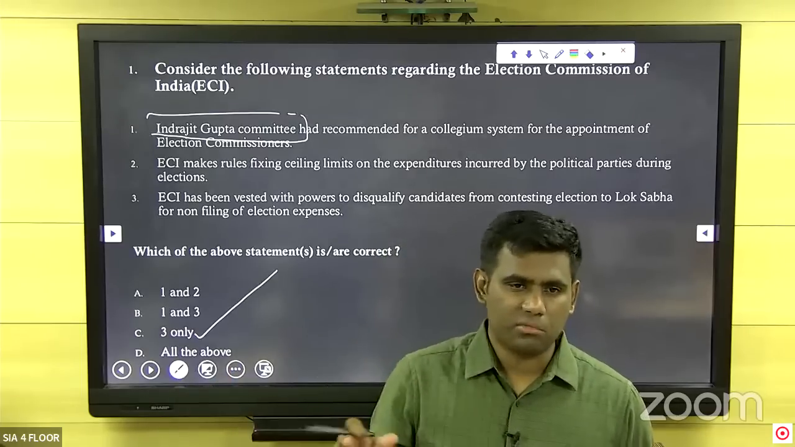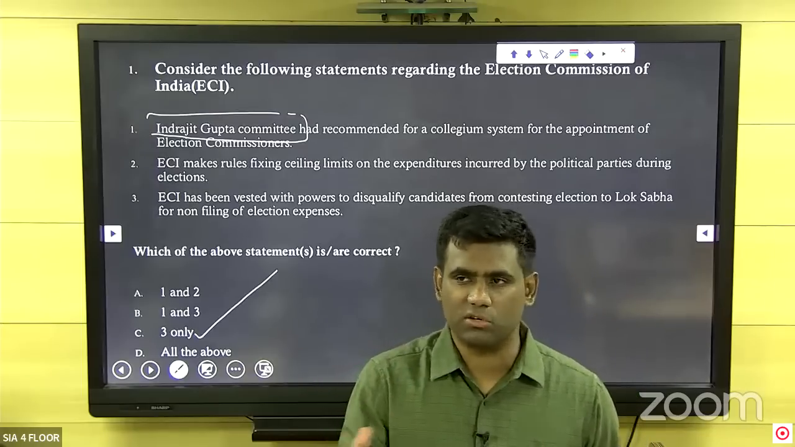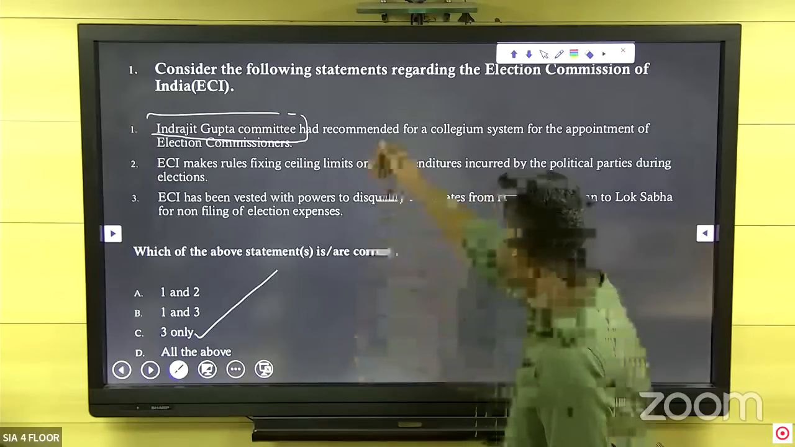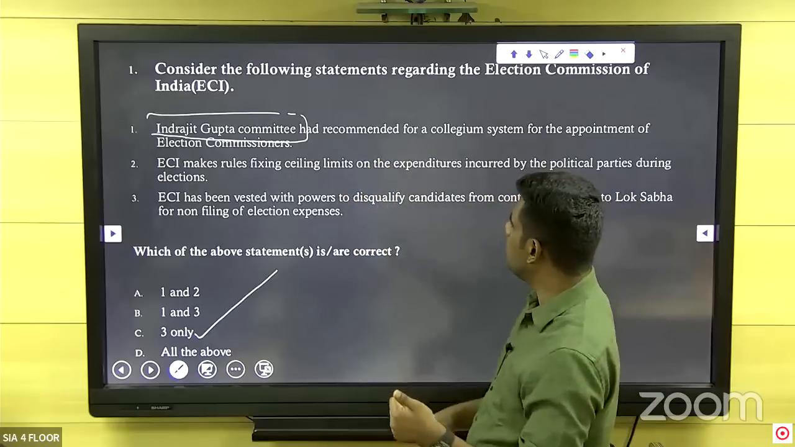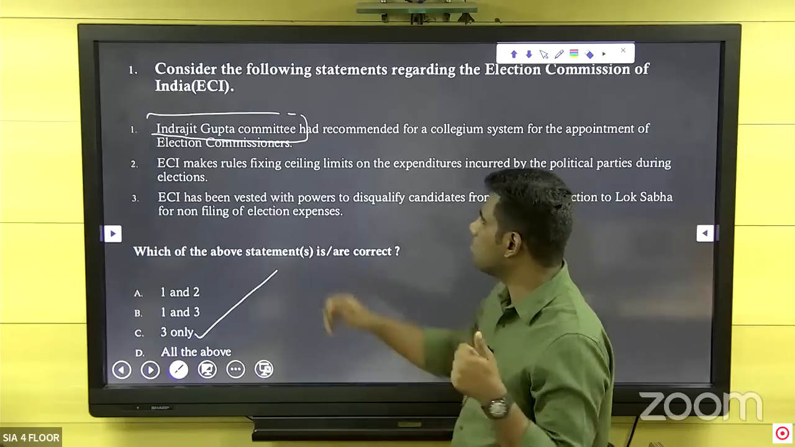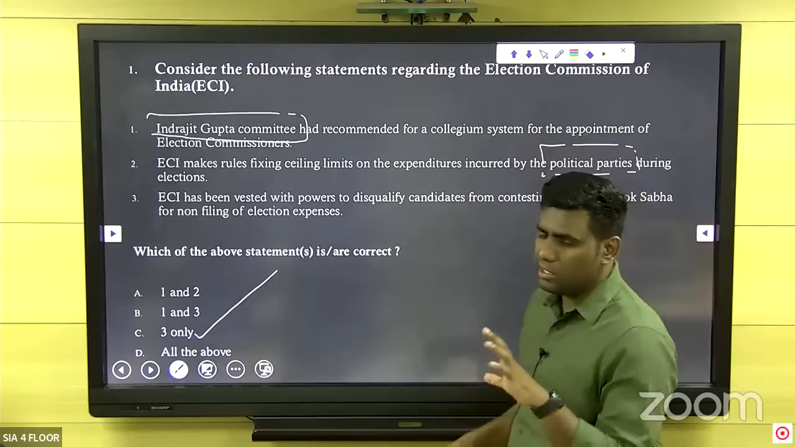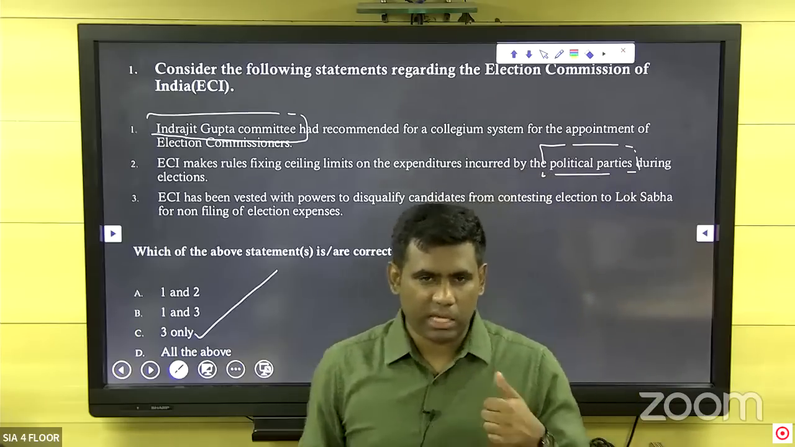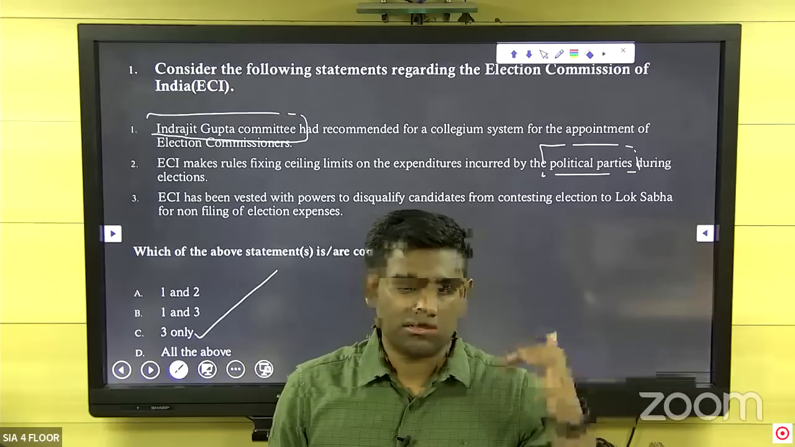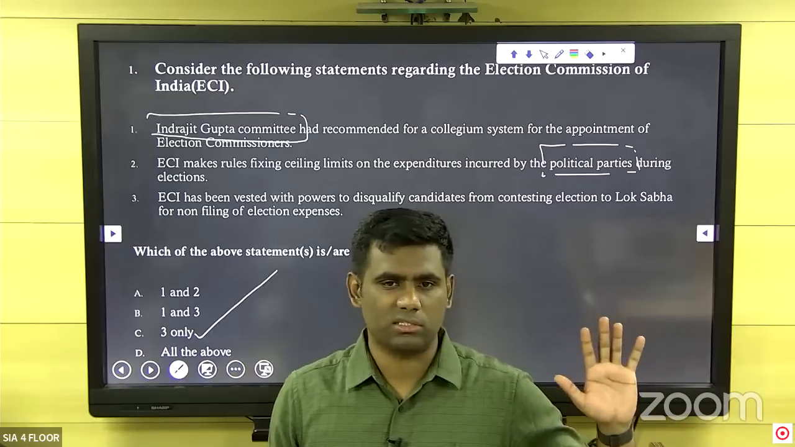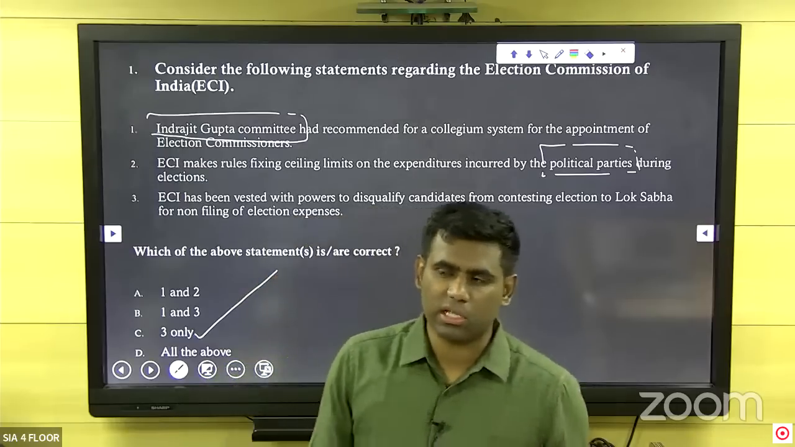So the entire committee's recommendations only revolves around those issues. It does not go into the composition of election commission or anything. Okay, so this is a fact. Even if you do not know that, still you can get the answer right. If you know that as of now, there are no powers of ECI to fix ceiling limits on political parties. The 95 lakh ceiling limit expenditure incurred by a candidate on Lok Sabha elections, the 40 lakh ceiling limit on candidates for state legislature elections, that's all ceiling limits only applicable for individual candidates and not for political parties.